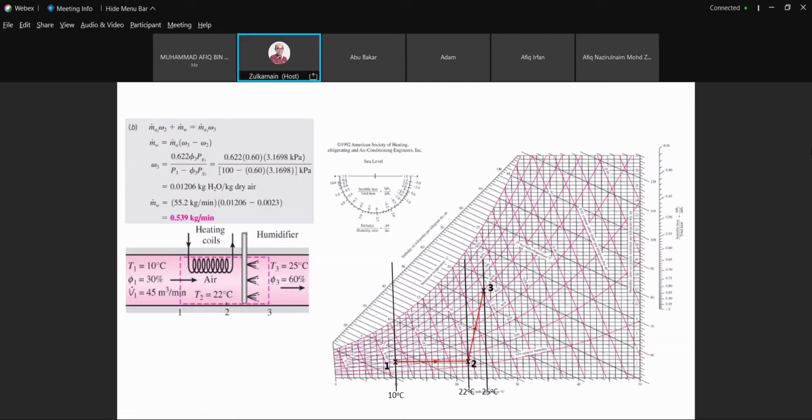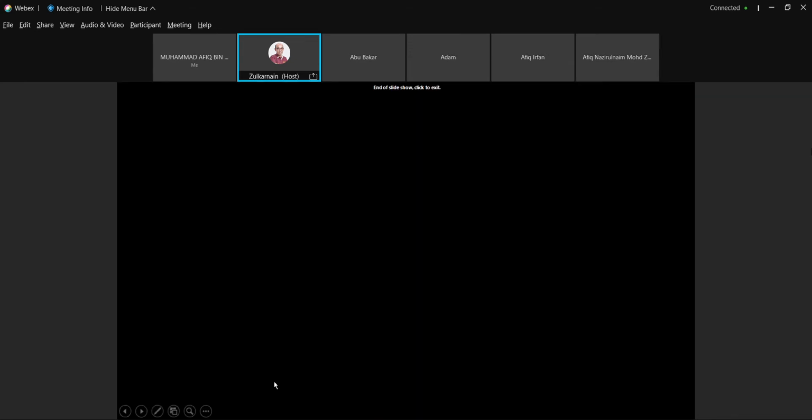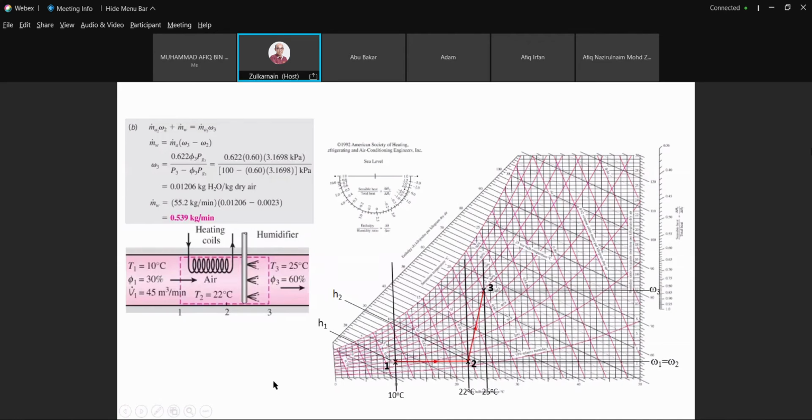Then we want to get the value of omega 1 and omega 2, and the value of omega 3. And then that is the enthalpy H1. And next we have the enthalpy H2, because we need the enthalpy in order to get Q12. Q12 is equal to m dot a multiplied by H2 minus H1. So that's it. That is a process on the psychrometric chart.